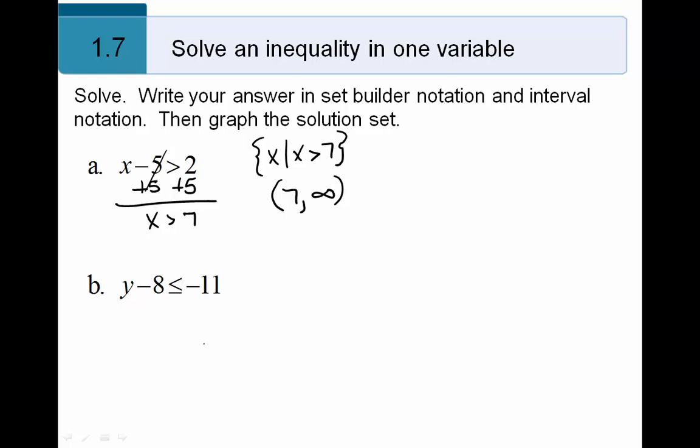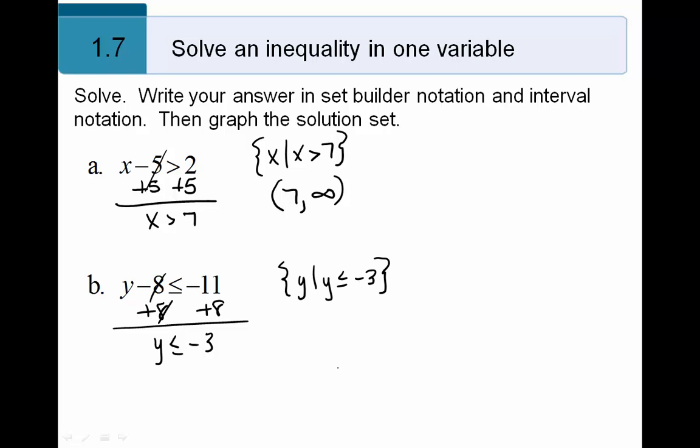Moving to B, there is no need for step 1. Moving forward to steps 2 and 3, we need to get the variable on one side, number on the other. Since the only variable y is on the left, we'll leave it there and move all the numbers to the right. To accomplish that, we need to get rid of the negative 8, and so we'll add a positive 8 to both sides. The 8's cancel, leaving y is less than or equal to negative 3. In set builder notation, that would be the set of all real numbers such that those numbers are less than or equal to negative 3.